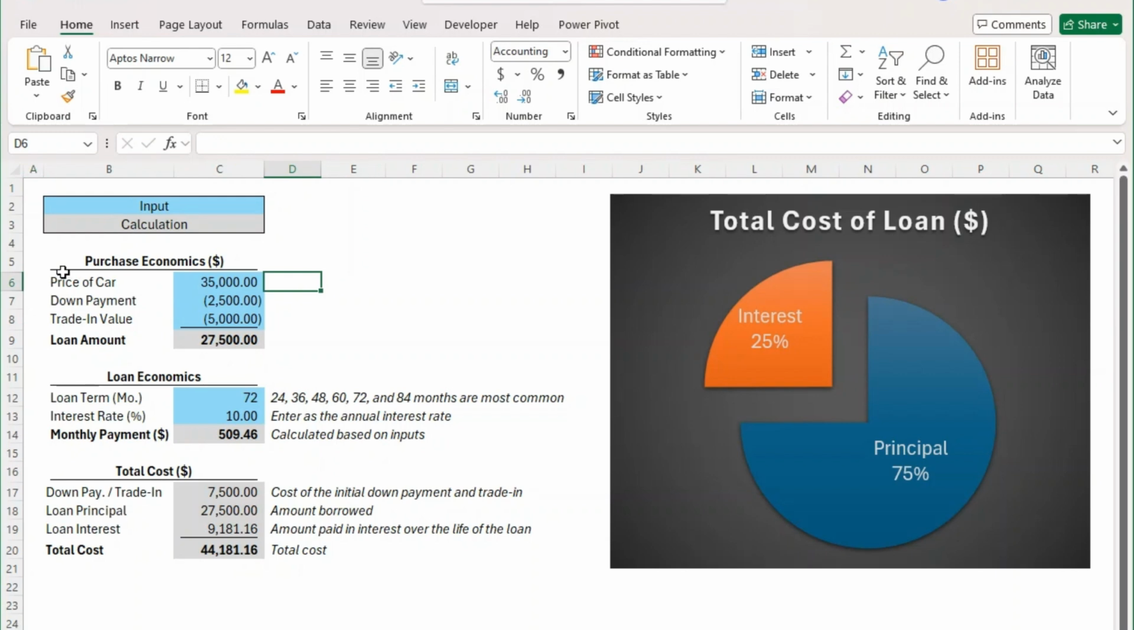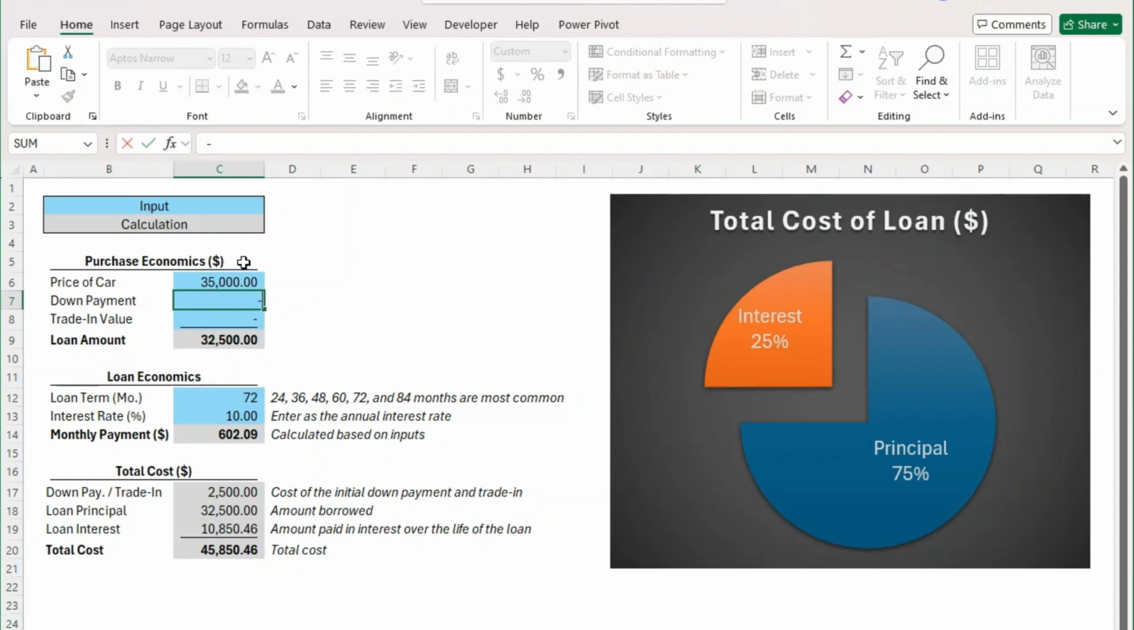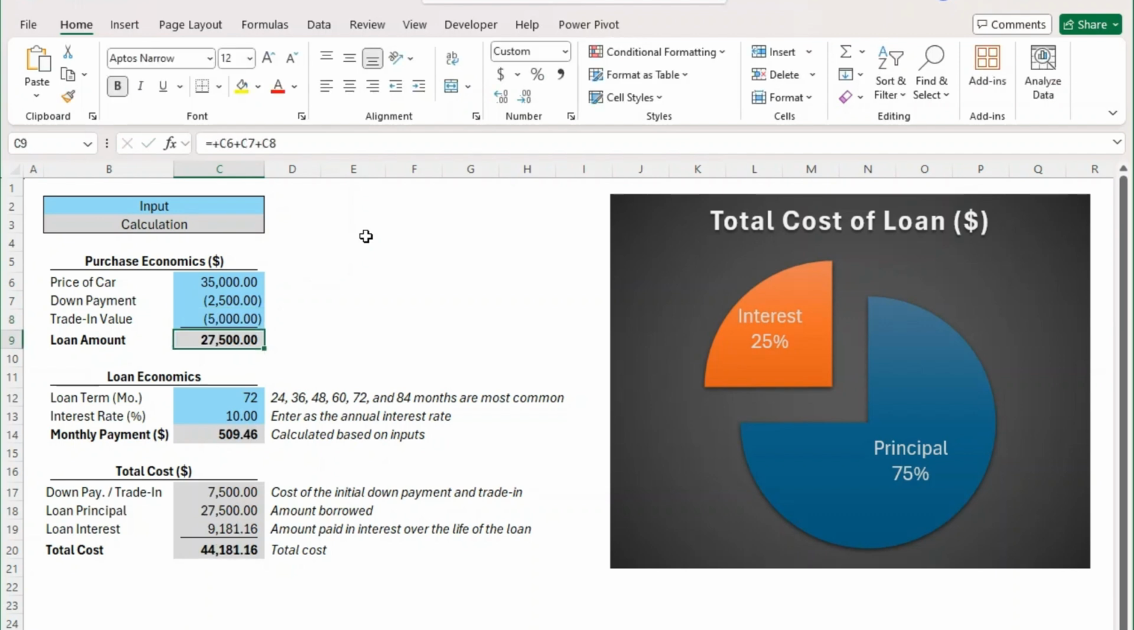However, most people bring a down payment. Most people bring a trade in. So we've also included those here. If you're not bringing a trade in, you can just zero this out. Obviously, if your down payment is a little bit different, maybe you're bringing a little bit more money, say $5,000, that lowers the total loan amount. But for now, we're going to assume a $2,500 down payment and a trade in value of $5,000. Again, those are negative values because they are reducing your loan amount. So rather than borrow the full amount, you're going to reduce it by the cash you're bringing upfront.